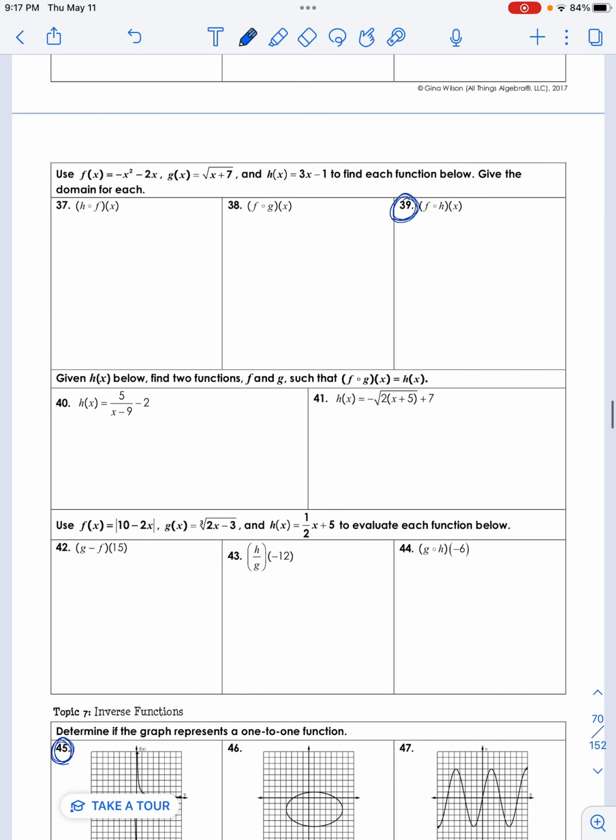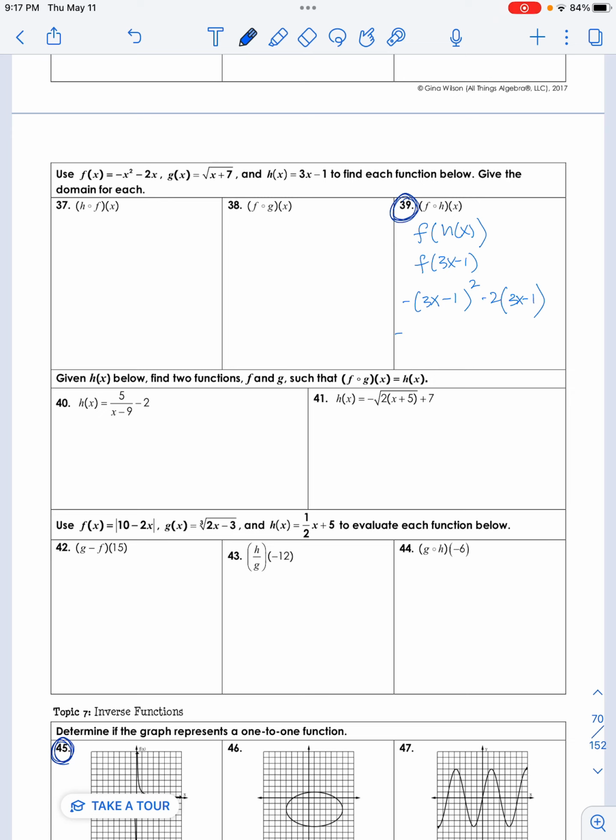Okay, moving on to number 39. What I'd like you to do here is a composition of functions. It's not multiplication. So you are taking the values for the h function, which is 3x minus 1, and plugging it in everywhere you see x in the f function. So that's squared minus 2 times, where you see x, you write 3x minus 1, that's the h function.